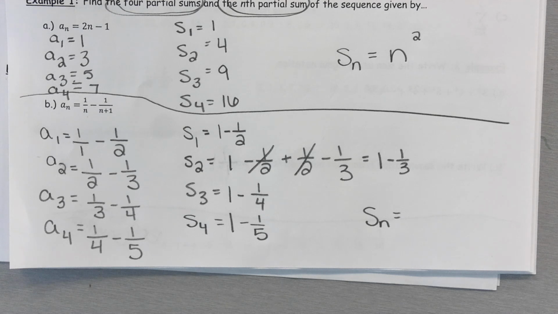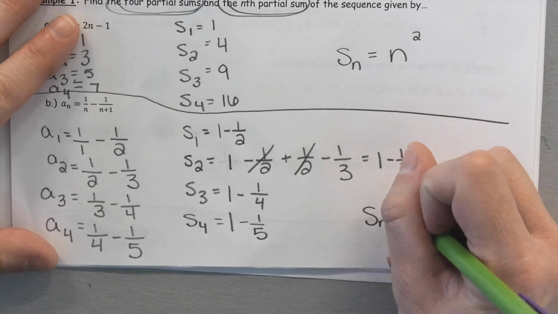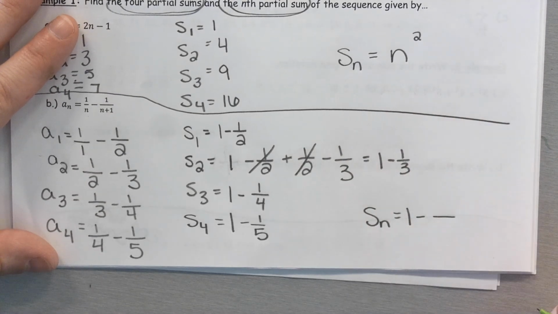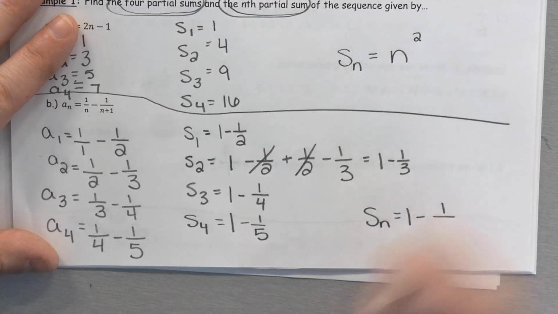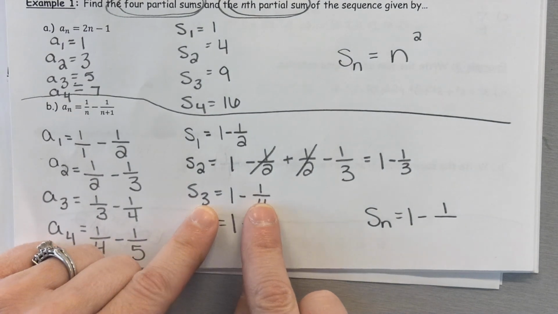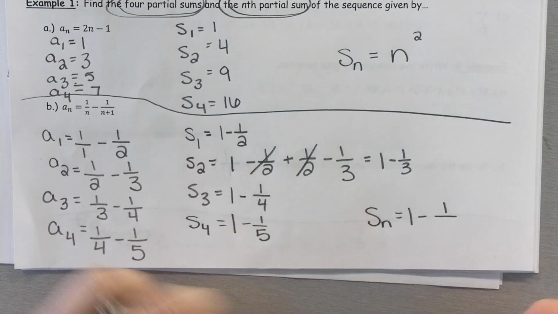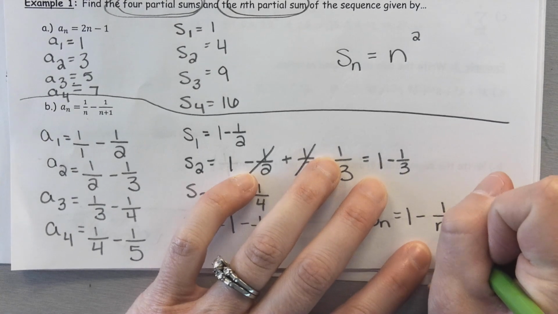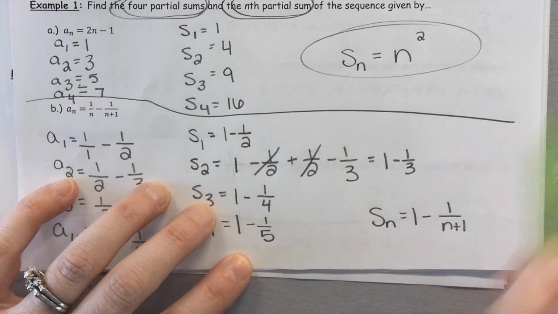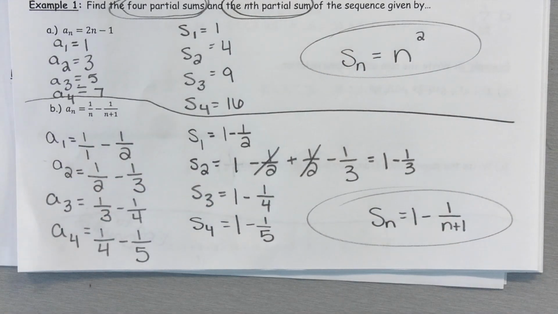What's my formula every single time? What's the first number always? 1. Minus, what's in the numerator? Always 1. How does this number relate to this number? Always. Yeah, it's our n, but 1 bigger than that. So this would be my formula here.